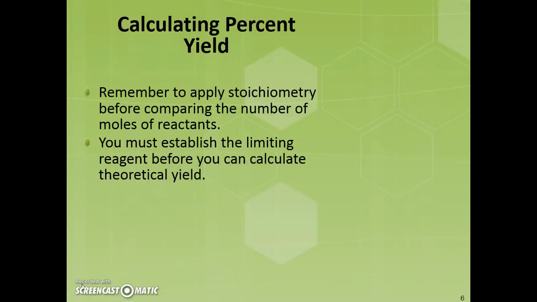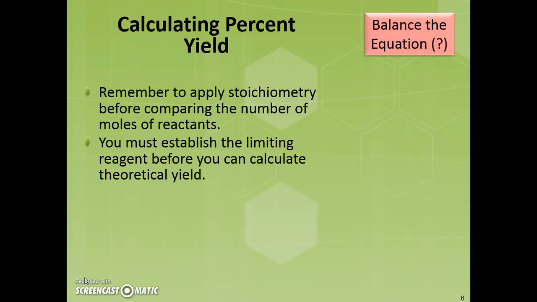Okay, calculating percent yield. We've talked about this previously, but here are a few hints to make sure that we stay on track. The first is remember to apply the stoichiometry before comparing the number of moles of reactants. Next, don't try to calculate the yield before you establish the limiting reagent. There's no point to doing that calculation until you figure out the limiting reagent in your reaction.